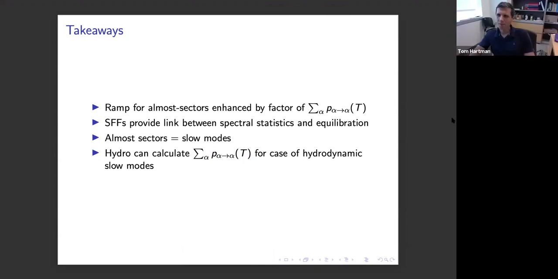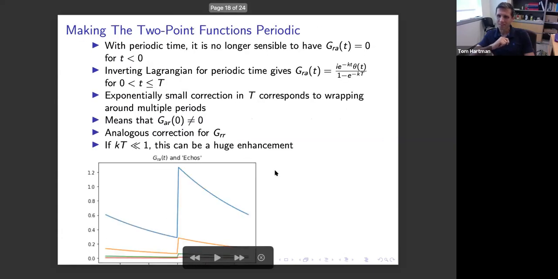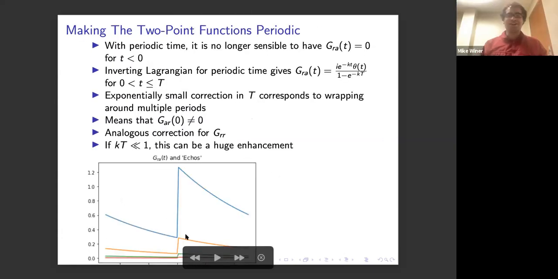Yeah, can you explain that plot again? The one with many spikes on top of them? This one? Yeah. Okay. Echoes.